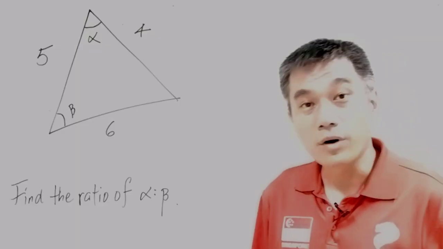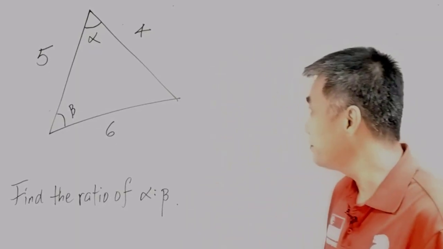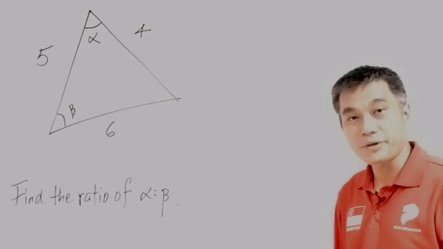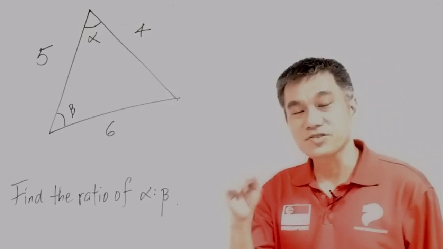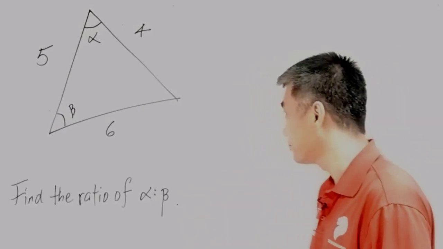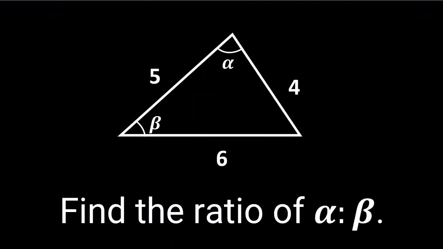Hello everyone, welcome to another interesting math problem regarding trigonometry, especially the sine rule and the cosine rule. Here is the problem. Consider a triangle with side lengths 4, 5 and 6, where alpha is the largest interior angle and beta is the smallest interior angle. In this problem, we are asked to find the ratio of alpha to beta.